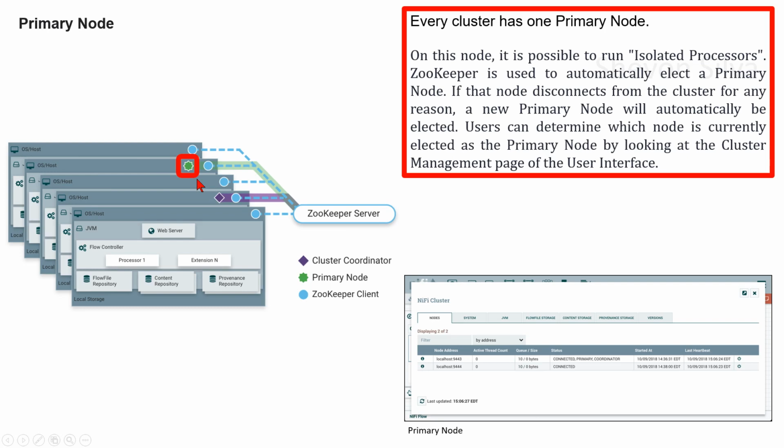Users can determine which node is currently elected as the primary node by looking at the cluster management page of the user interface. Here you can see the primary node. Here you can see it's primary.